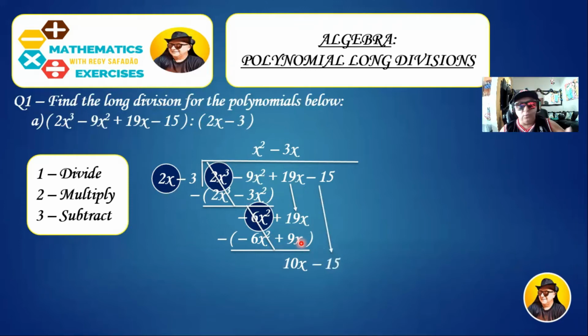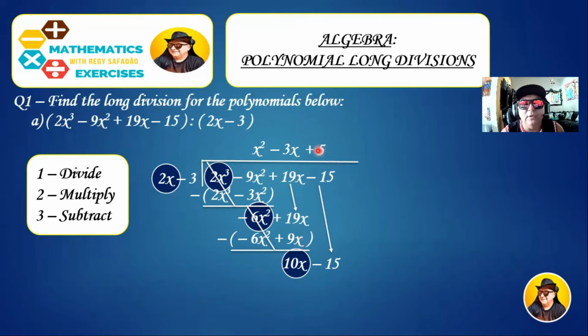Okay, and let's redo the 3 steps. Okay, so 10x divided by 2x. Well, 10 divided by 2 is plus 5. And x divided by x is over. Okay, so plus 5.